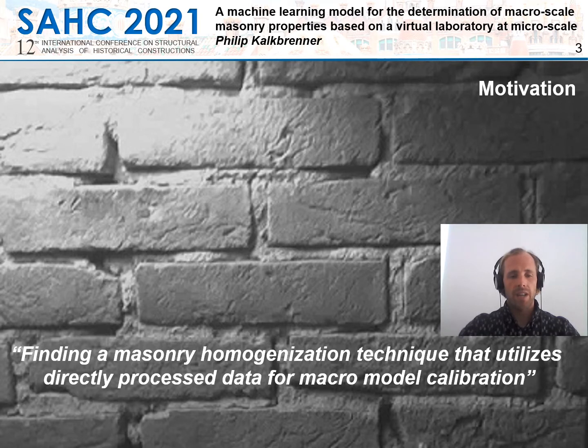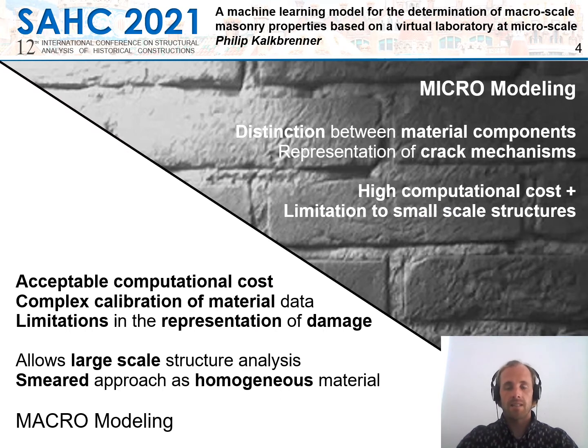First of all, we are trying to find a masonry homogenization technique that is utilizing directly processed data for the macro model calibration of masonry structures, and it's basically used for numerical analysis. And while talking about numerical analysis in masonry, we have two different modeling techniques that have been elaborated in the last years. On the one hand, there's the micro-modeling technique.